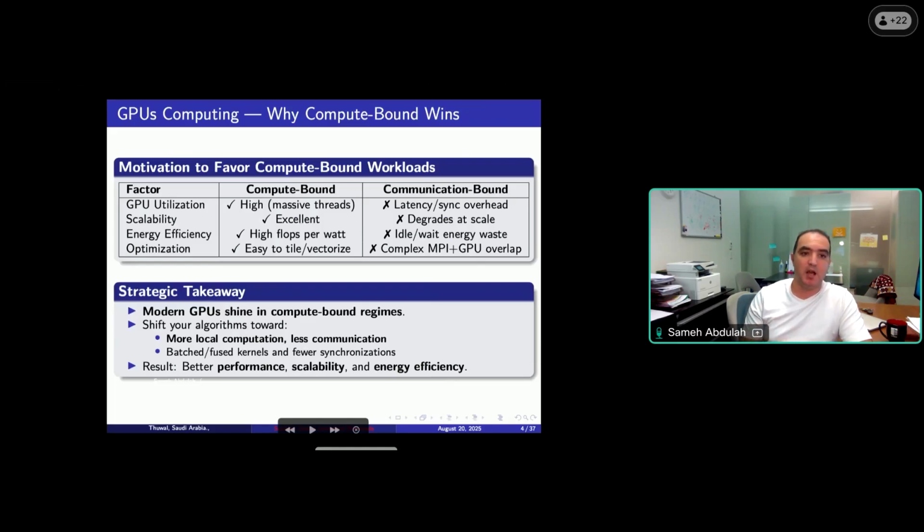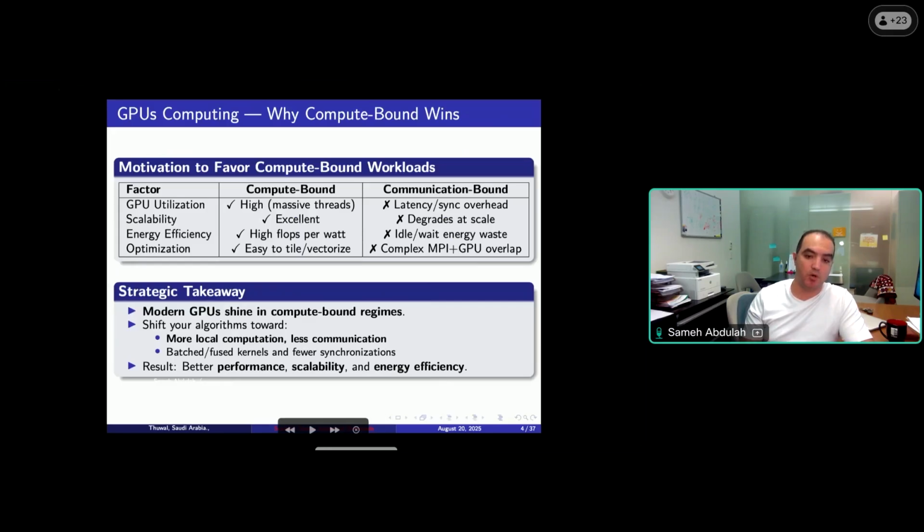So why does compute bound win? Because when we are talking about the GPU, it can utilize the GPU very well. It can scale excellently on the GPUs. It also provides high flops per watt. I heard one question on the first presentation talking about energy efficiency. So also here, GPUs are very important because they consume less energy compared to the CPU, per flop. And it can easily be optimized, if you can tune your algorithm using task-based parallelism, or doing any kind of parallelization that can optimize or tune the huge number of cores on each GPU.